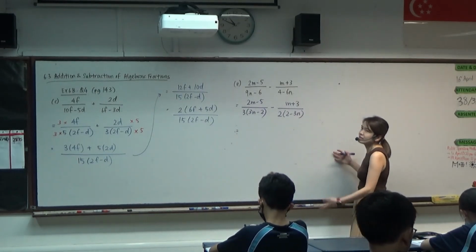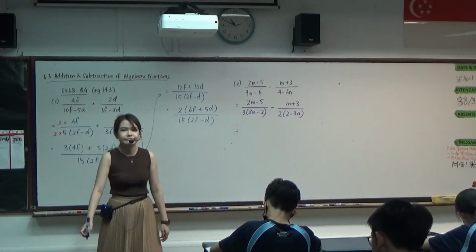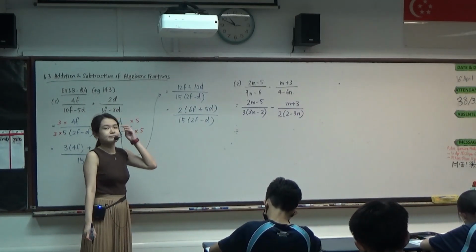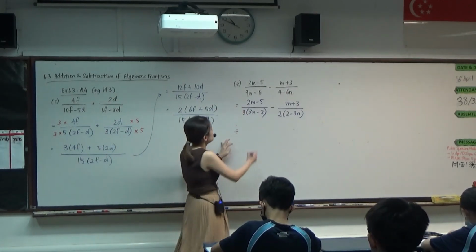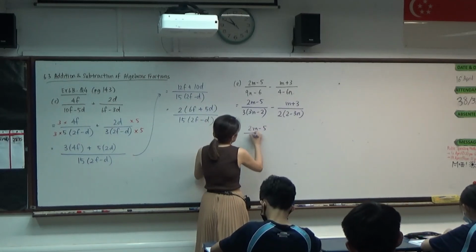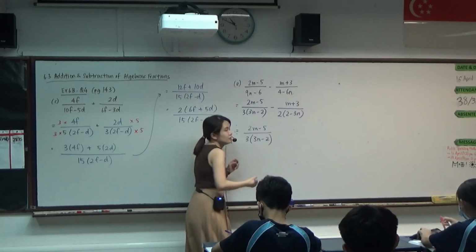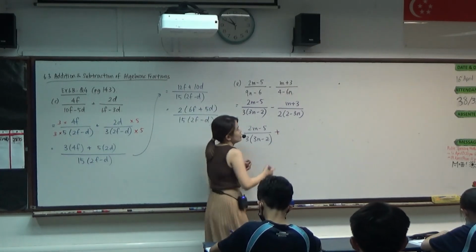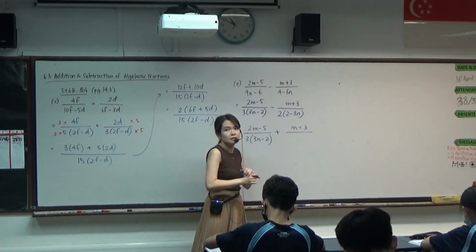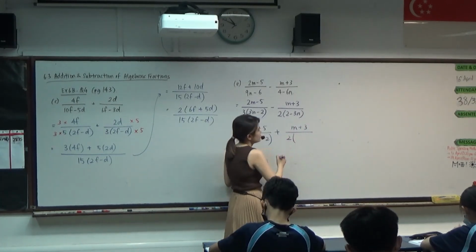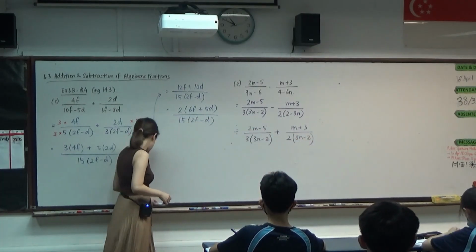Okay, Satan, can you tell me how to continue from here? 2m minus 5 over 3n minus 2 plus n plus 3 over 2 bracket 3n minus 2. Okay, alright, so what has Zayden done over here?